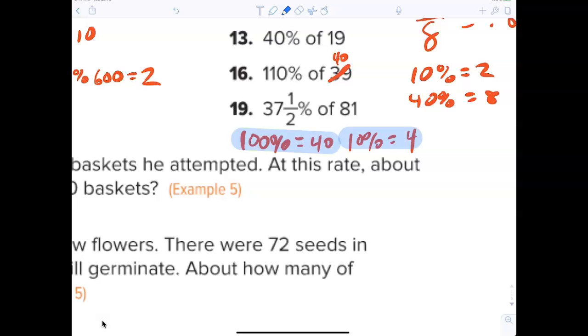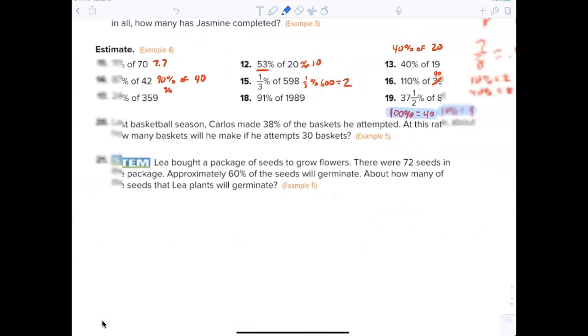All right, here we go. Let's take a look now at 20.